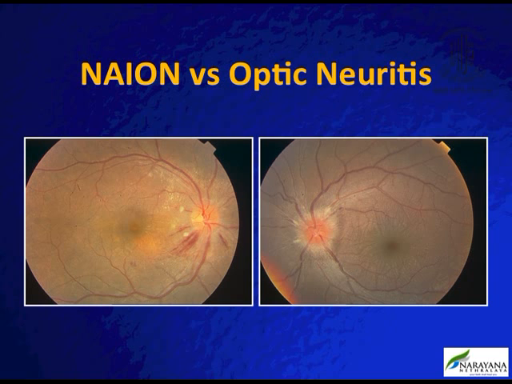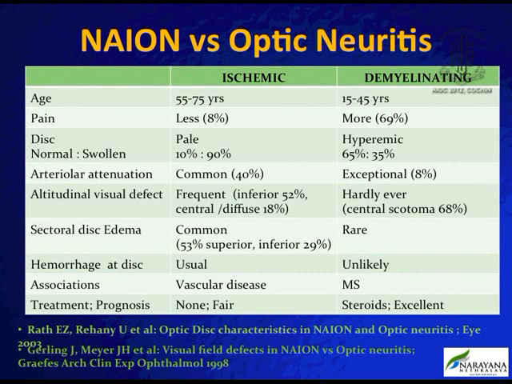Then coming to the important aspect of differentiating it from optic neuritis, Dr. Venkat has told very clearly, but just to show that in case of age-related, we see that young patients have demyelinating. Pain is more common in demyelinating. The classically swollen disc is seen in ischemic, whereas in demyelinating it is less common to have disc swelling. It's more of a retrobulbar. Arterial attenuation is common in ischemic. Altitudinal visual defects are more in ischemic, commonest being inferior. In demyelinating, you generally have a central scotoma.